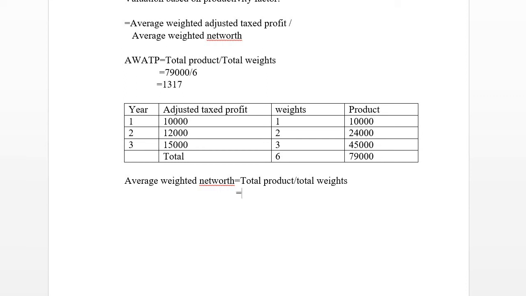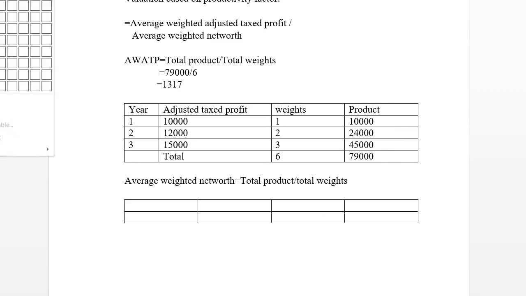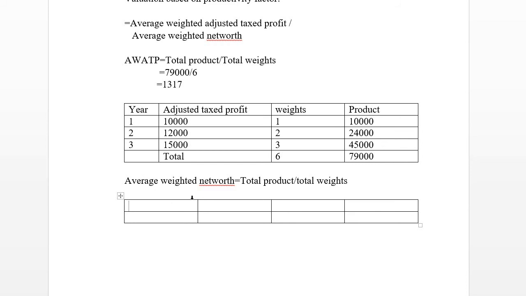Therefore, what is the total product? How do we calculate it? Again it requires a chart. Therefore let us make another chart. Here again we have adjusted net worth, then as usual weights, then later product.